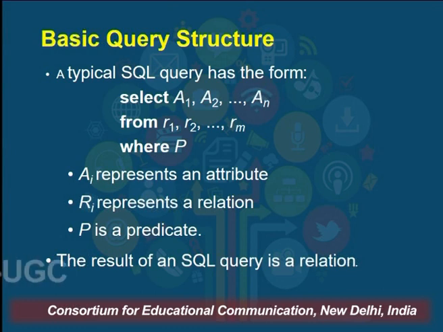So, select Ai represents the attributes, it could be one or more than one attribute, then Ri represents the relation from which these attributes are to be extracted. Then there is a P, which is a predicate, or we can say it is a condition which is to be satisfied. Now, what is going to be the result of this particular SQL query? The result of this particular SQL query will be a relation. Now, let us see it further.